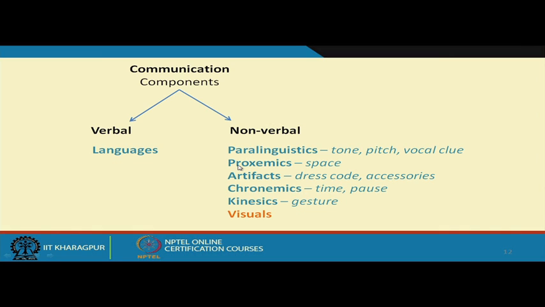In case of architecture, interior design, or even when it comes to sociology, proxemics plays a very, very important role in terms of non-verbal communication. It relates to the spaces. Whenever we are in a social domain, we are actually in proximity or at a distance. So there is a physical distance, and that relates to proxemics.